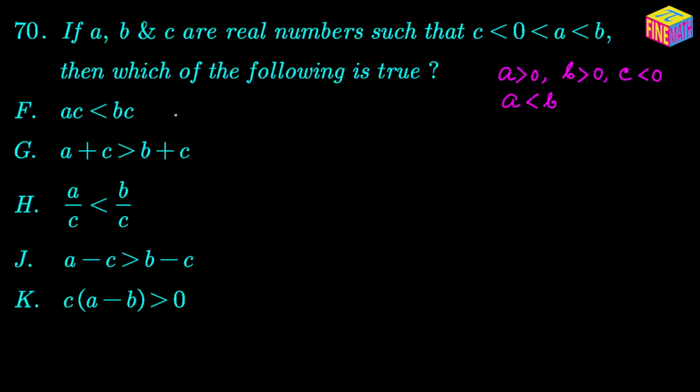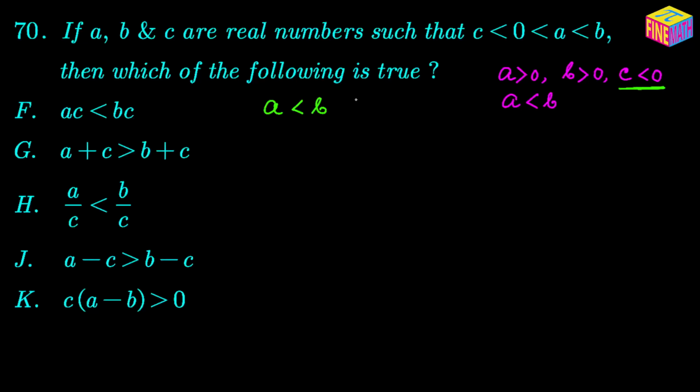So in the first option, what do we have? We have AC less than BC. So it looks like we have C multiplied to both A and B. Now what is the original relationship of A and B? Well, the given relationship is A is less than B. And then C is actually a negative number, so we have to be careful. When we multiply both sides of an inequality by a negative number, the sign of inequality will flip.